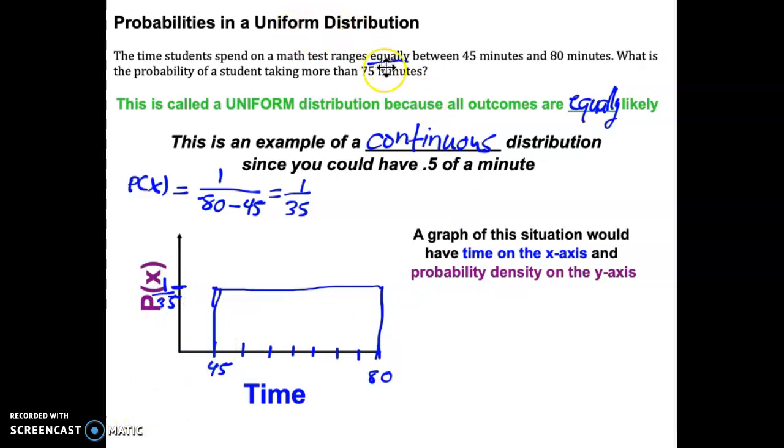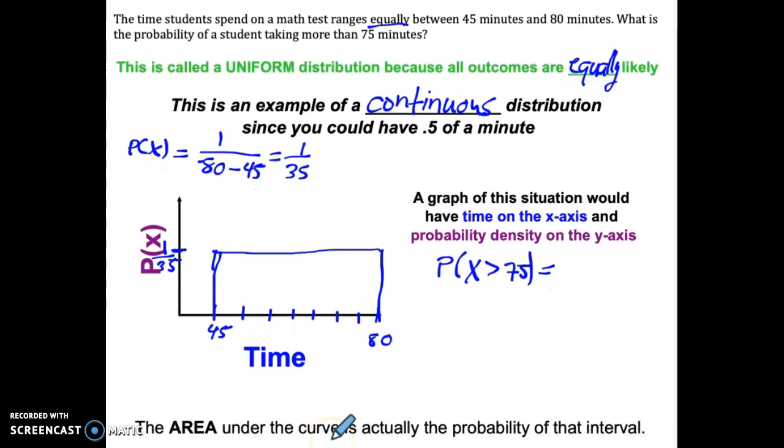Okay. And we're trying to find out what is the probability a student takes more than 75 minutes. So we're trying to find out the probability that x is greater than 75. And if you remember from a previous unit, to find the probability, we can just find the area under the distribution curve. So here, 75 minutes would be there. And if we want it to be greater than 75 minutes, we're interested in this piece right here.